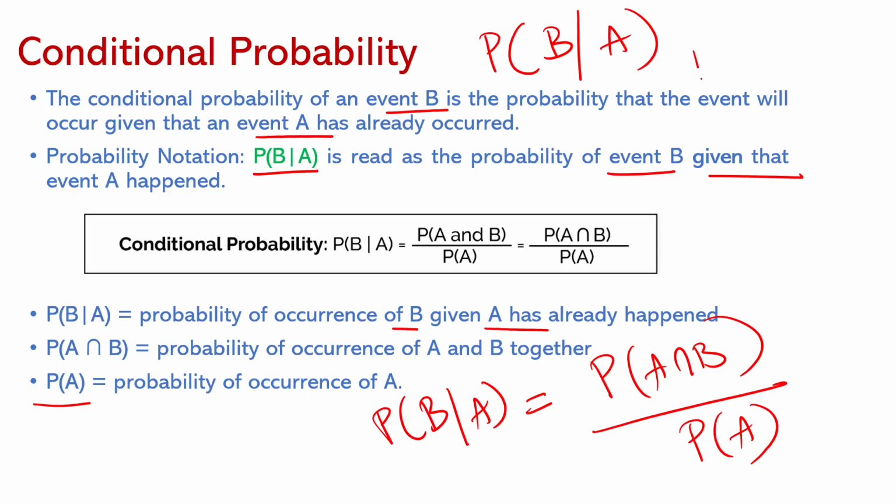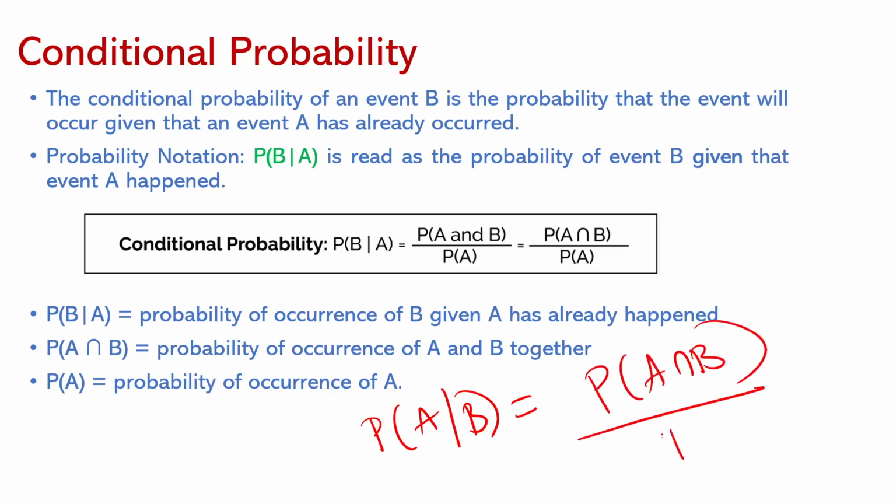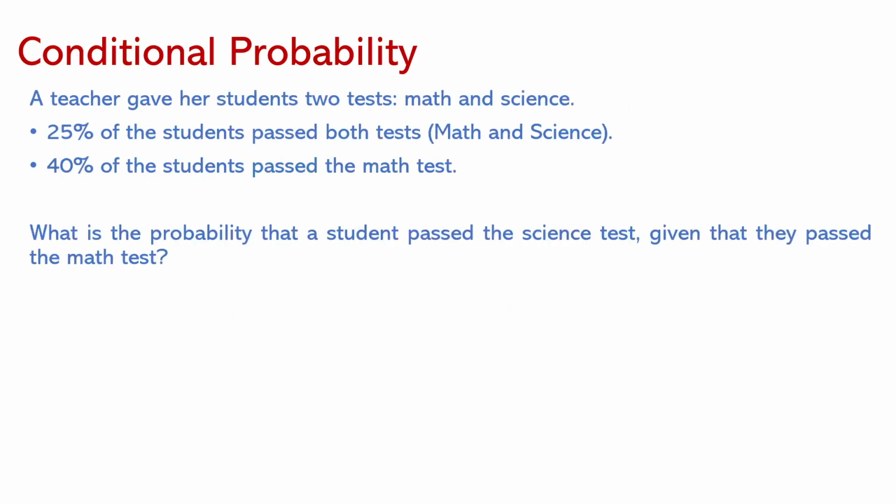We can even find P of A by B as well. Given B has already occurred, what is the probability of event A to happen? In that case, what will be the formula here? P of A given B has already happened is P of A intersection B by P of B. So depending on the problem context, we can use the formula. Let's see an example of conditional probability.